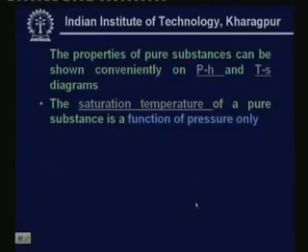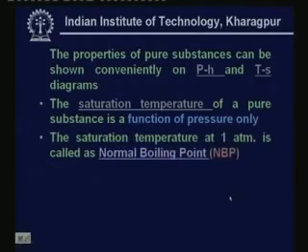So for pure substances, as I said just now, the saturation temperature is only a function of pressure, and the saturation temperature at 1 atmosphere is called the normal boiling point, or NBP. You know this very well. Now, the definition of normal boiling point.